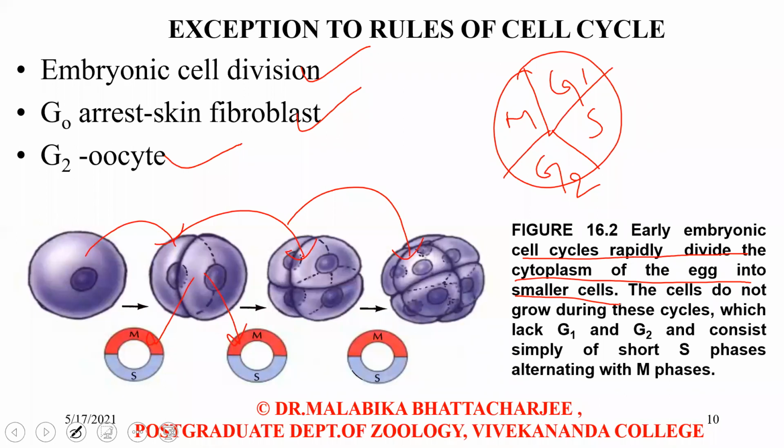And the final example of exception to this rule is the G2 arrest for oocytes. All females, when born, are born with a certain amount of oocytes which will mature in their lifetime to give rise to eggs. Now, as long as puberty is not attained, the oocytes remain arrested. With puberty, one after another, the oocytes come out of their G2 arrest, mature, and are released as eggs.